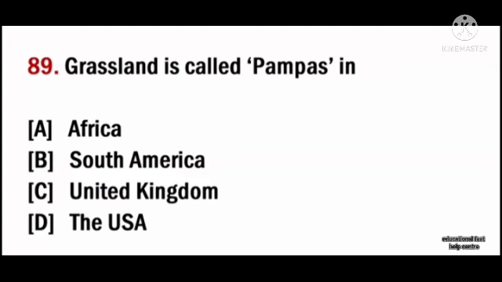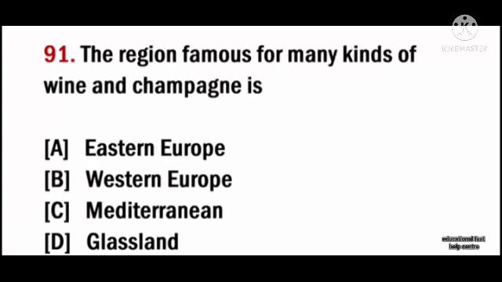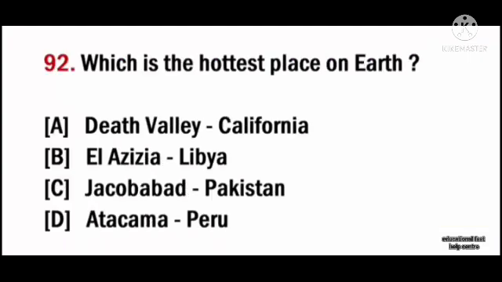Grassland is called Pampas in? Answer B, South America. Panama Canal was constructed in? Answer D, 1914 AD. The region famous for many kinds of wine and champagne is? Answer C, Mediterranean. Which is the hottest place on earth? Answer B, El Azizia, Libya.